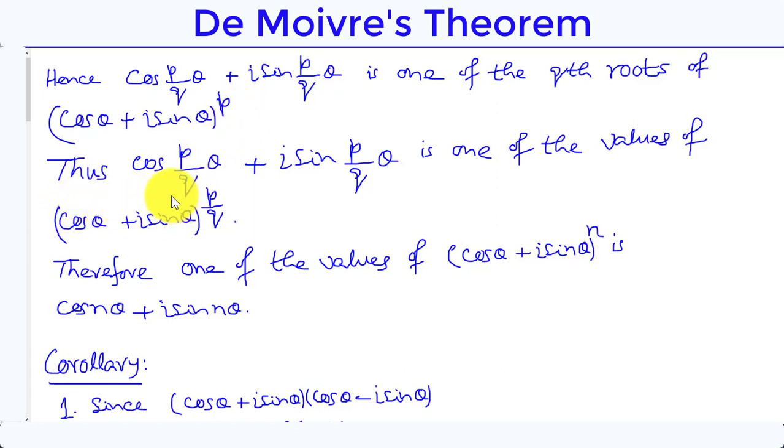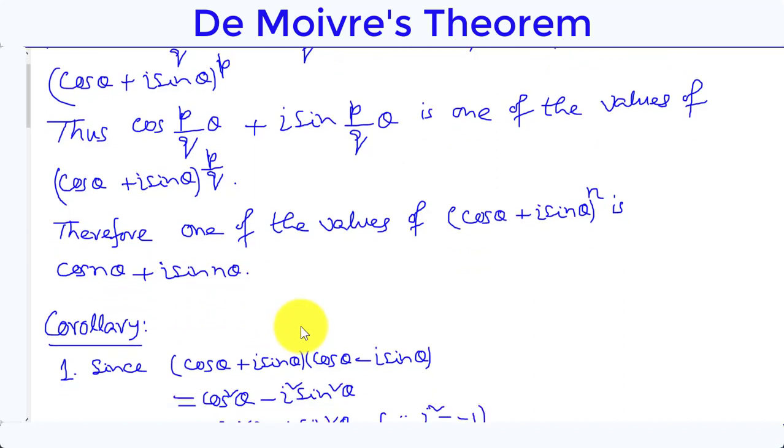Thus, cos(p/q)θ + i sin(p/q)θ is one of the values of (cos θ + i sin θ)^(p/q). Therefore, one of the values of (cos θ + i sin θ)^n is cos nθ + i sin nθ.